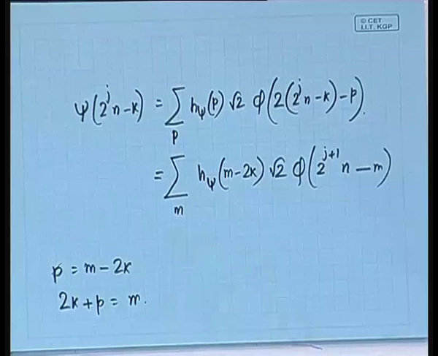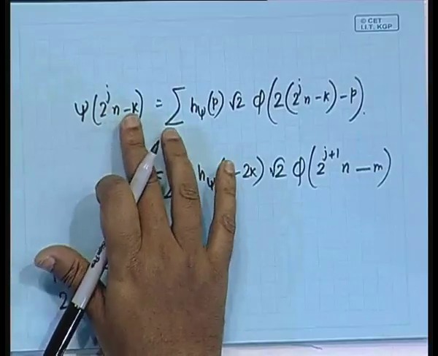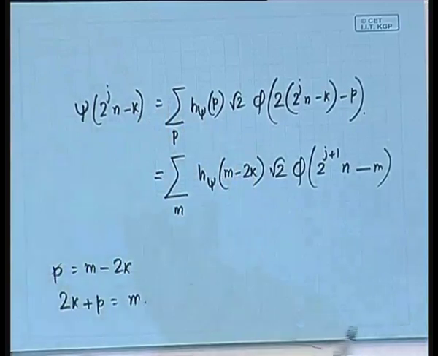So, now what I want to do is substitute this psi of (2 to the power j n minus k), which is what we actually required, in this equation for w psi j k.